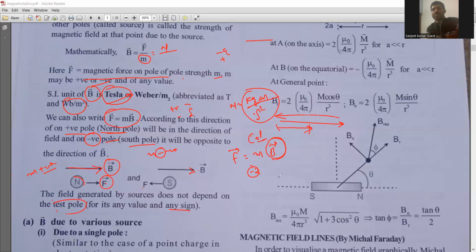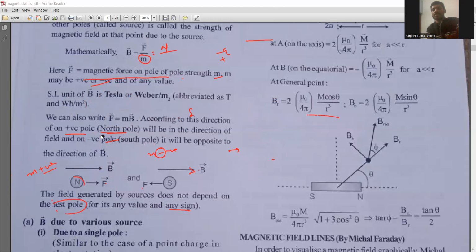Test pole means what? Try to understand this, that is very important. Let me write. Suppose we have a magnet here, and it is north and it is south, and the test magnet is this. Here it is north and it is south, right? So here suppose it is north. So the test pole, that means this pole, is feeling force because of this south. So this is what he said here, test pole. So this is the test pole, right?